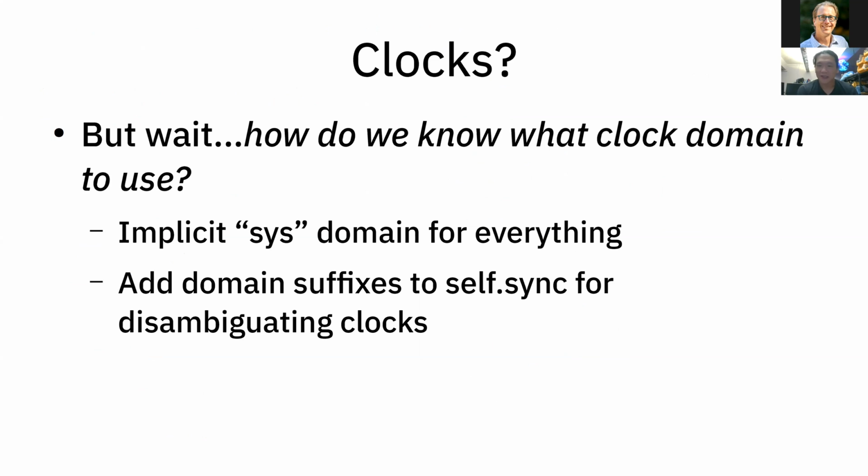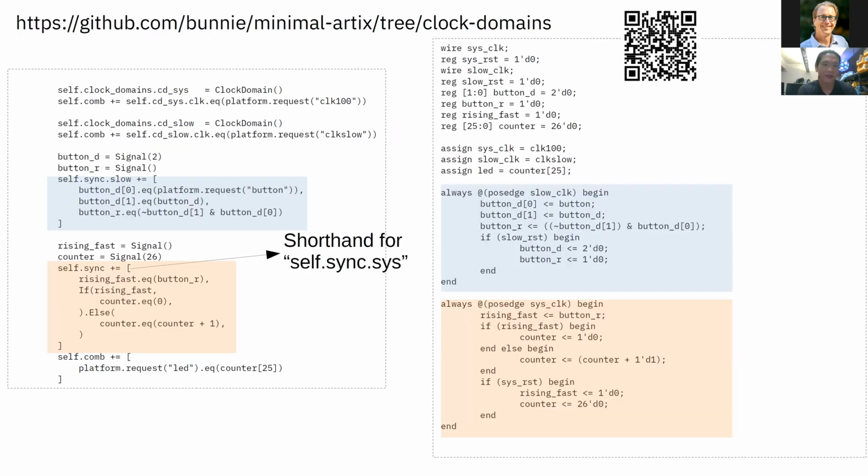So we had a self.sync, but what if we have more than one clock, right? This is a thing that really was not obvious to me in the beginning. So it turns out to specify multiple clocks, you add a suffix to self.sync for disambiguating clocks. So here is an example where we go ahead and we add a slow clock domain.